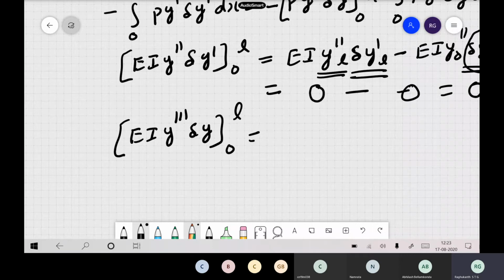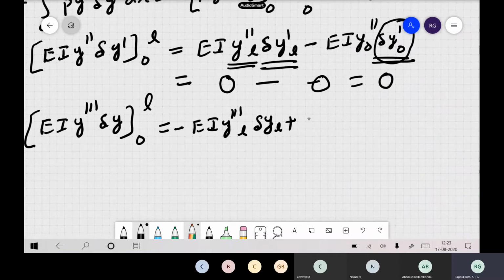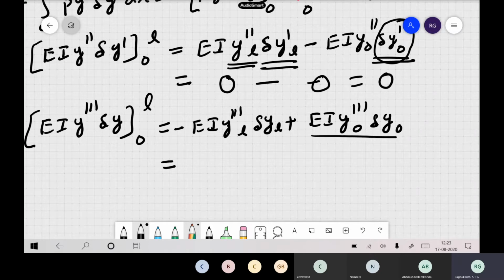So now this also, if you write, minus, of course negative is there here, EI y triple dash at L, δy(L), plus you have EI y double dash, δy'(0), and then you see δy'(L) actually. Okay, and now you tell me which one will be 0 among these two. Look at these boundary conditions. So this is at x is equal to 0, this is at x is equal to L.